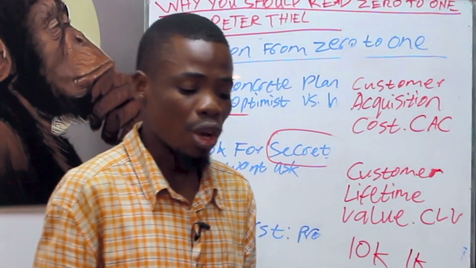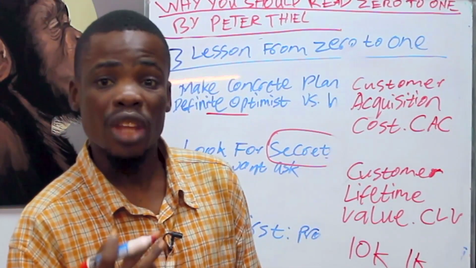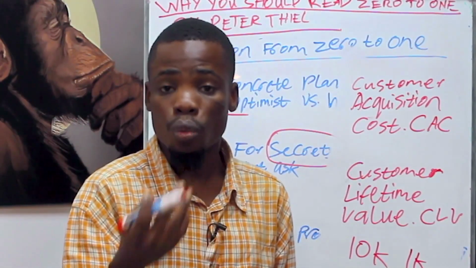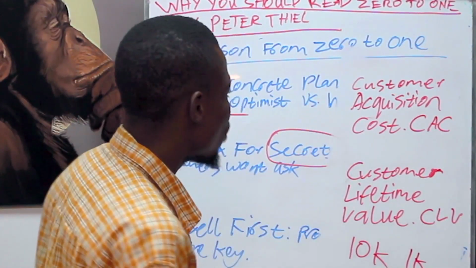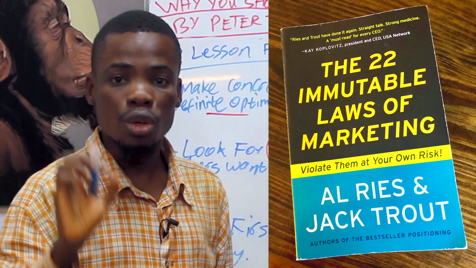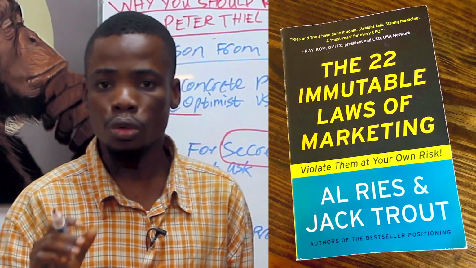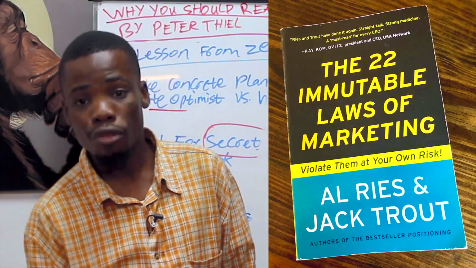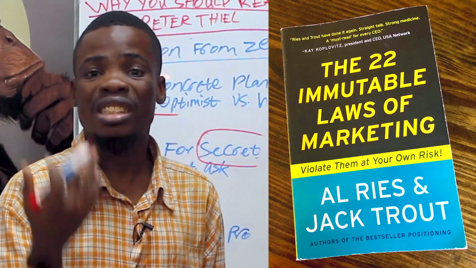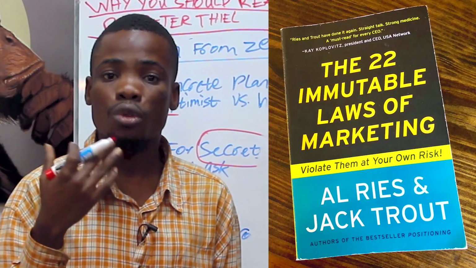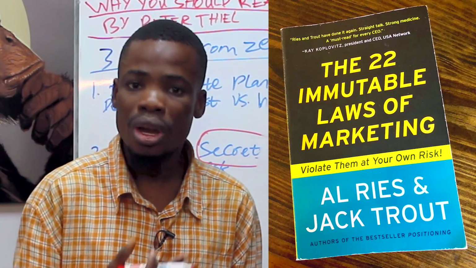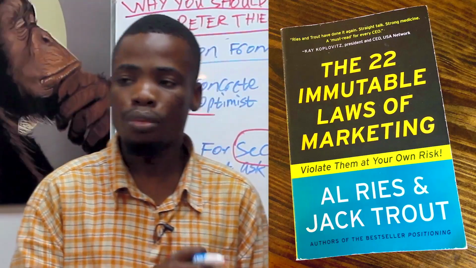Now I also want to recommend a follow-up book that you should read after you've read Zero to One, or if you've read it already. The title of the book is 22 Immutable Laws of Marketing. It's a follow-up book, so maybe after you've started your business, go and read on how to market that business, how to distribute, how to sell. That book is amazing.